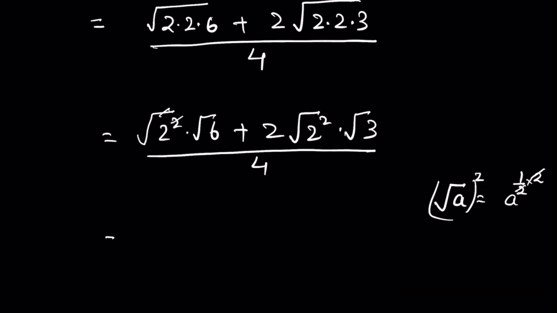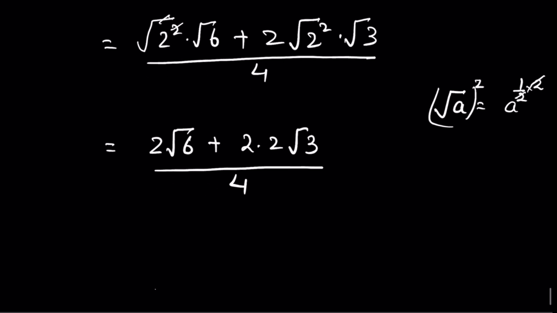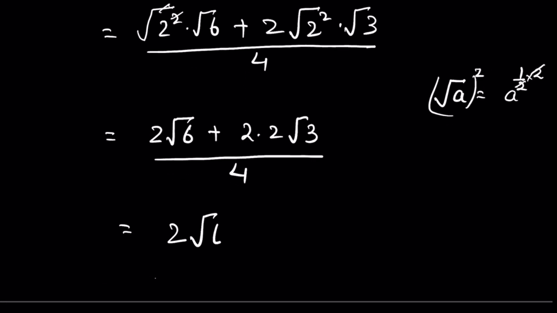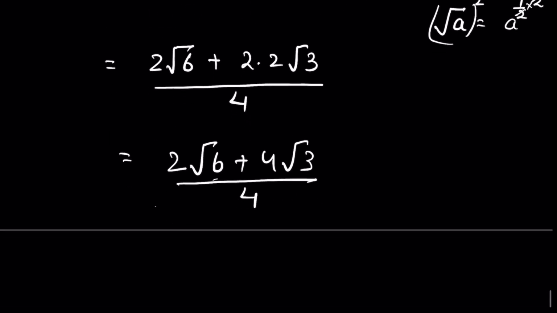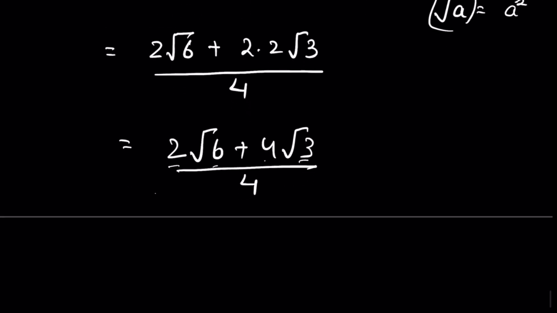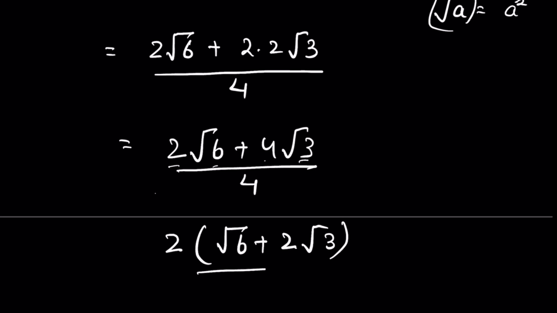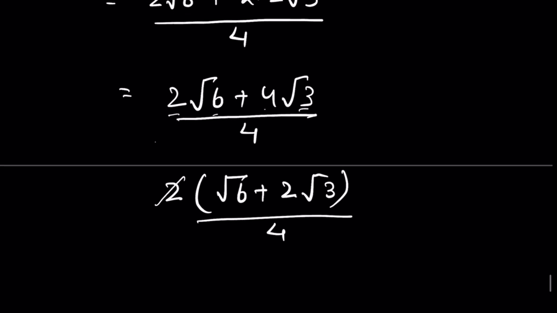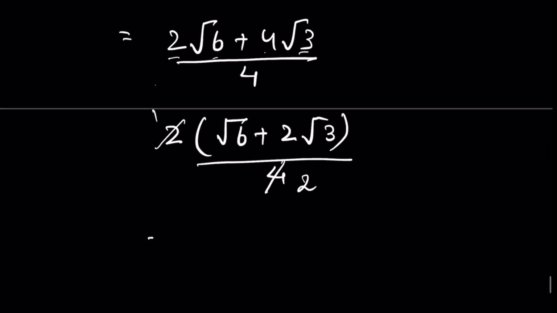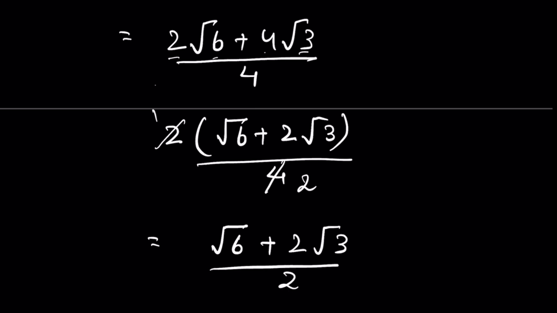Now it is 2 times square root of 6 plus 2 times square root of 3 upon 4, or 2 times square root of 6 plus 4 times square root of 3 upon 4. Now the radicals are different. However, we can take 2 common here and write 2 parenthesis square root of 6 plus 2 times square root of 3 upon 4. 2 times 1 is 2 and 2 times 2 is 4. So it will be square root of 6 plus 2 times square root of 3 upon 2. This will be the final answer and the correct answer.